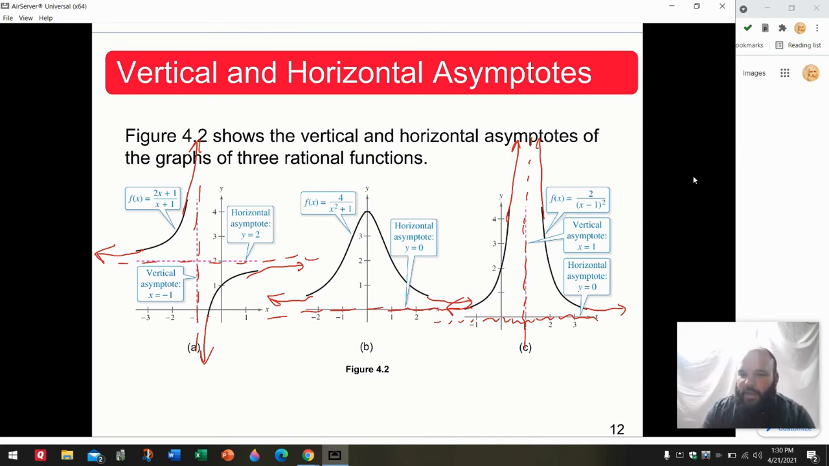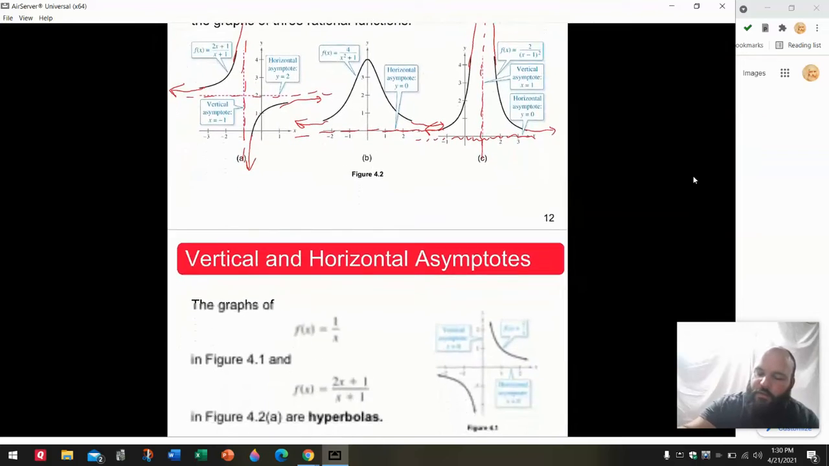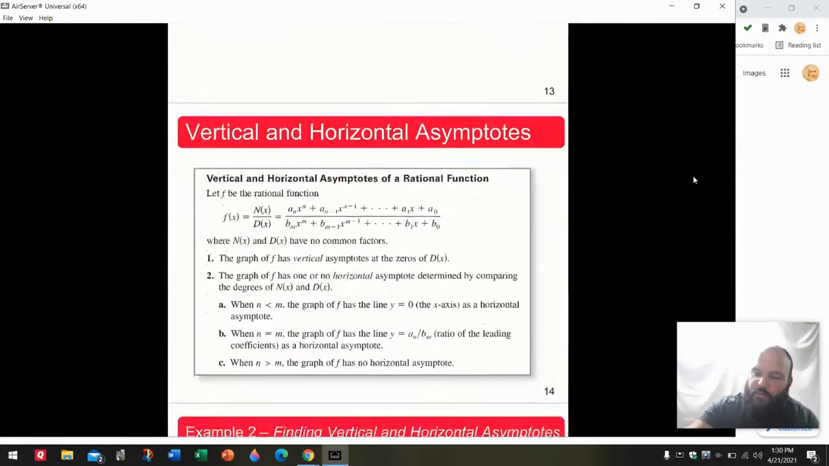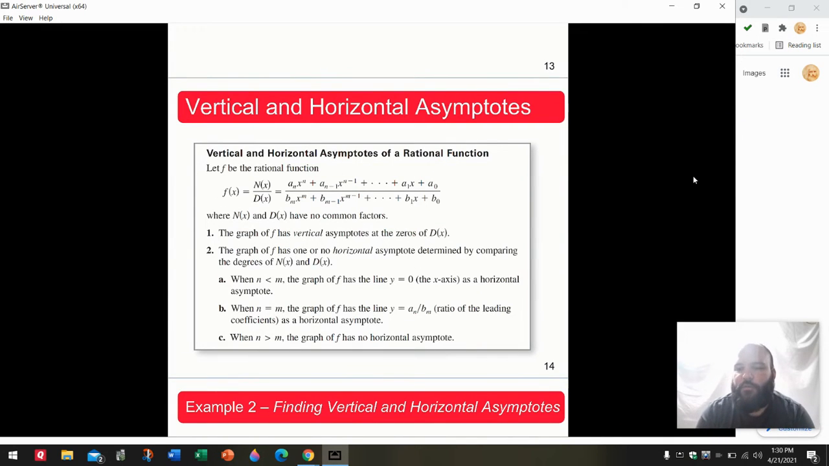So those are just some examples of asymptotes and what graphs look like as they approach the asymptotes. Now let me show you how to find them, because that's really the most important part. There are two different procedures for finding horizontal and vertical asymptotes. The easiest one to find, in my opinion, is the vertical asymptote.